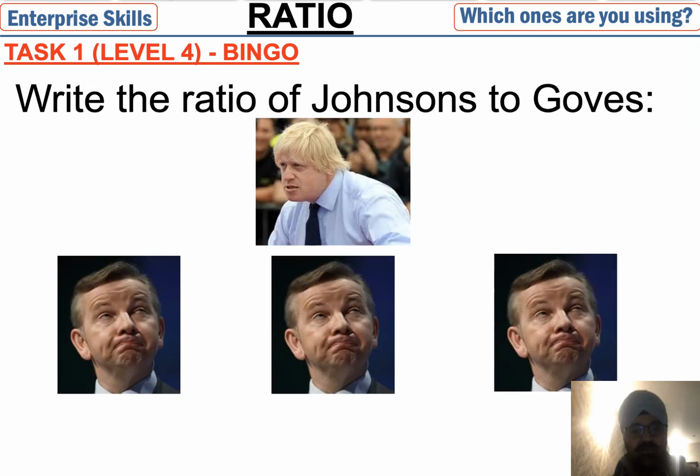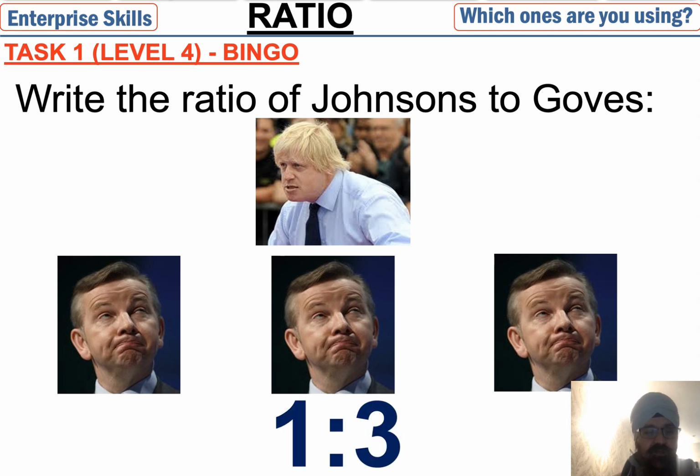Boris Johnson to Gove. Whether you like Johnson or Gove or not, I'm not sure. So how many Boris Johnsons do we have? We have 1. We only want 1. We don't really want 3 Goves, but in this picture we have. So 1, 2, 3. There you go.